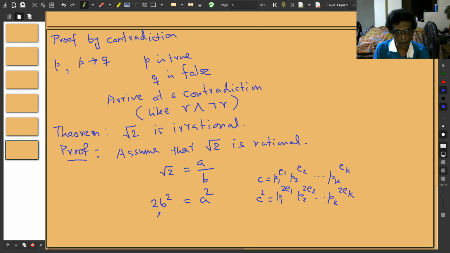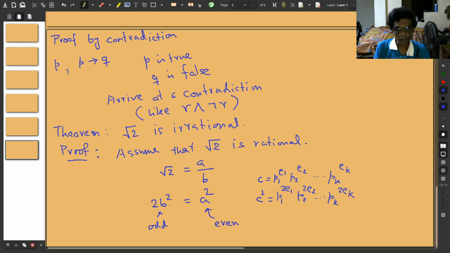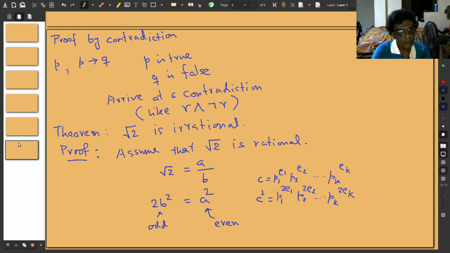Okay, so this side odd, this side even. So a number cannot have both an odd number and an even number of prime divisors. So that's a contradiction, because we are using the standard result which is called the fundamental theorem of arithmetic. That is uniqueness of factorization. Good. Okay, so fine.